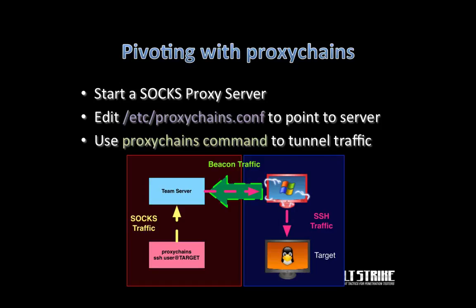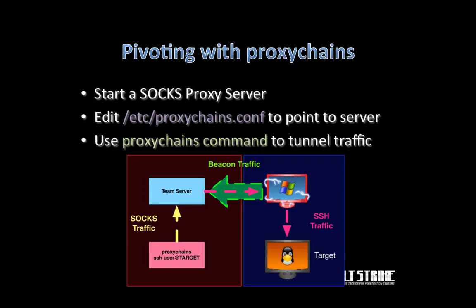Now let's talk about pivoting with proxy chains. Proxy chains is an application that allows you to force a non-proxy-aware application to use a proxy. The way it works is you have to edit a global configuration file, and that is /etc/proxychains.conf, and make it point to your SOCKS proxy server that you want to use. And then you can do proxychains, any command you want, to run that command and make it tunnel traffic through the specified proxy server in proxychains.conf.